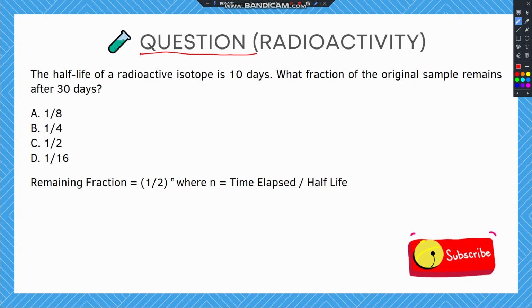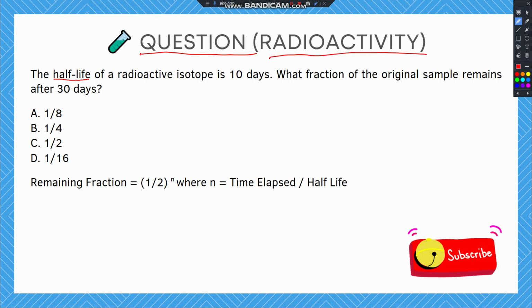And on today's episode of Question for the Day, we're dealing with a radioactivity question that has to do with the concept of half-life, okay? So let's get into the concept of the question, see the details that have been given to us, and let's solve it step by step.